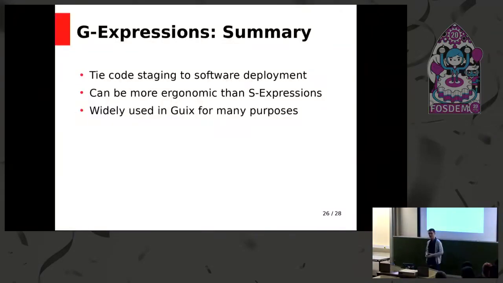So G-expressions are a way to tie this code staging mechanism together with deployment of software. In the Guix project, we use it quite frequently to glue different pieces of the system together, which involves using packages, using configuration files, and we want to compose lots of expressions together to create a larger program. G-expressions make it very easy for us to do that. And in a lot of cases, in that sort of problem domain, it turns out that they are more ergonomic than using S-expressions directly.